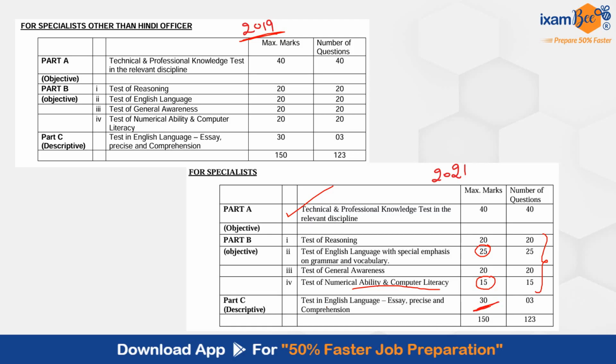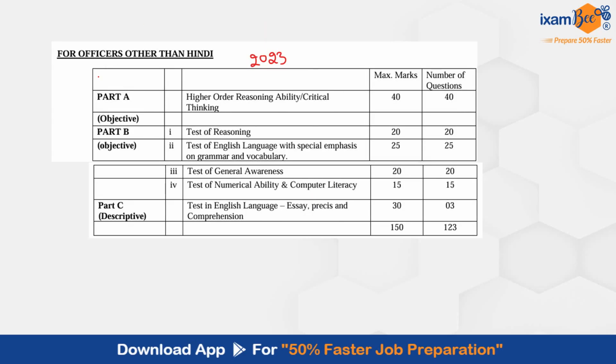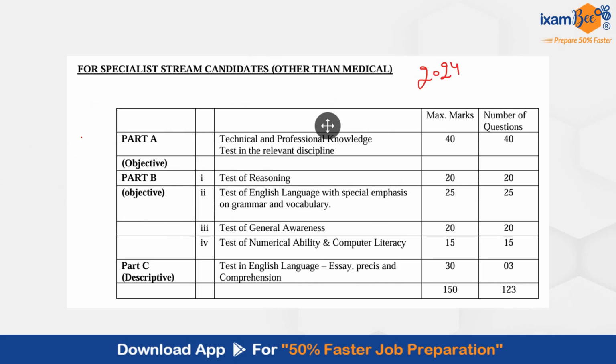To our surprise, in 2023 when the specialist officer recruitment came, there was a major change brought. Part A was kept common with the general stream and in Part A there were no technical questions. There were questions from higher order reasoning ability or critical thinking. Part B and Part C were the same. But now this year in 2024, again 2021 pattern is repeated. Part A is technical professional knowledge test in relevant discipline. Part B and Part C are the same as 2021 recruitment.